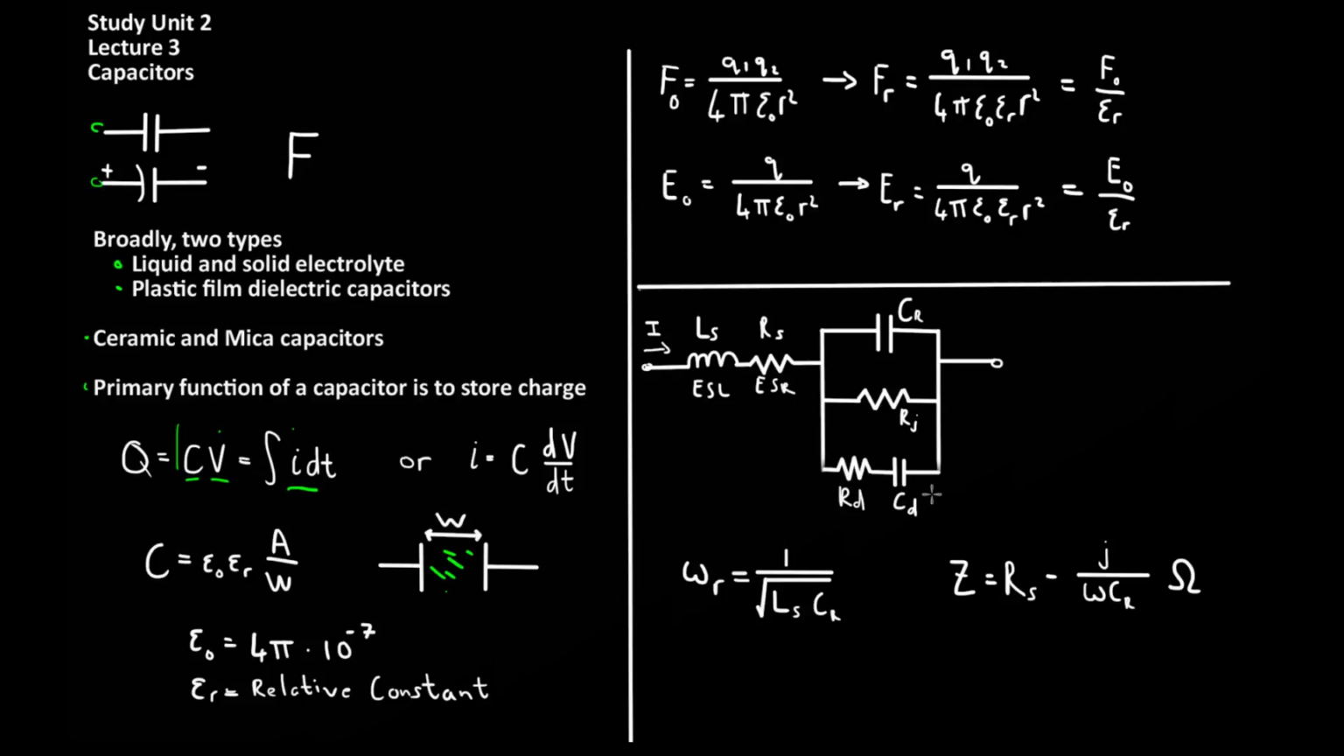to electrolytic capacitors. The resonant frequency of the capacitor, omega R, is given by 1 over the square root of the series inductor and the actual capacitance of the device. The impedance of the capacitor Z is given by the series resistance, or ESR, minus j over omega CR, which represents the complex part of the impedance.